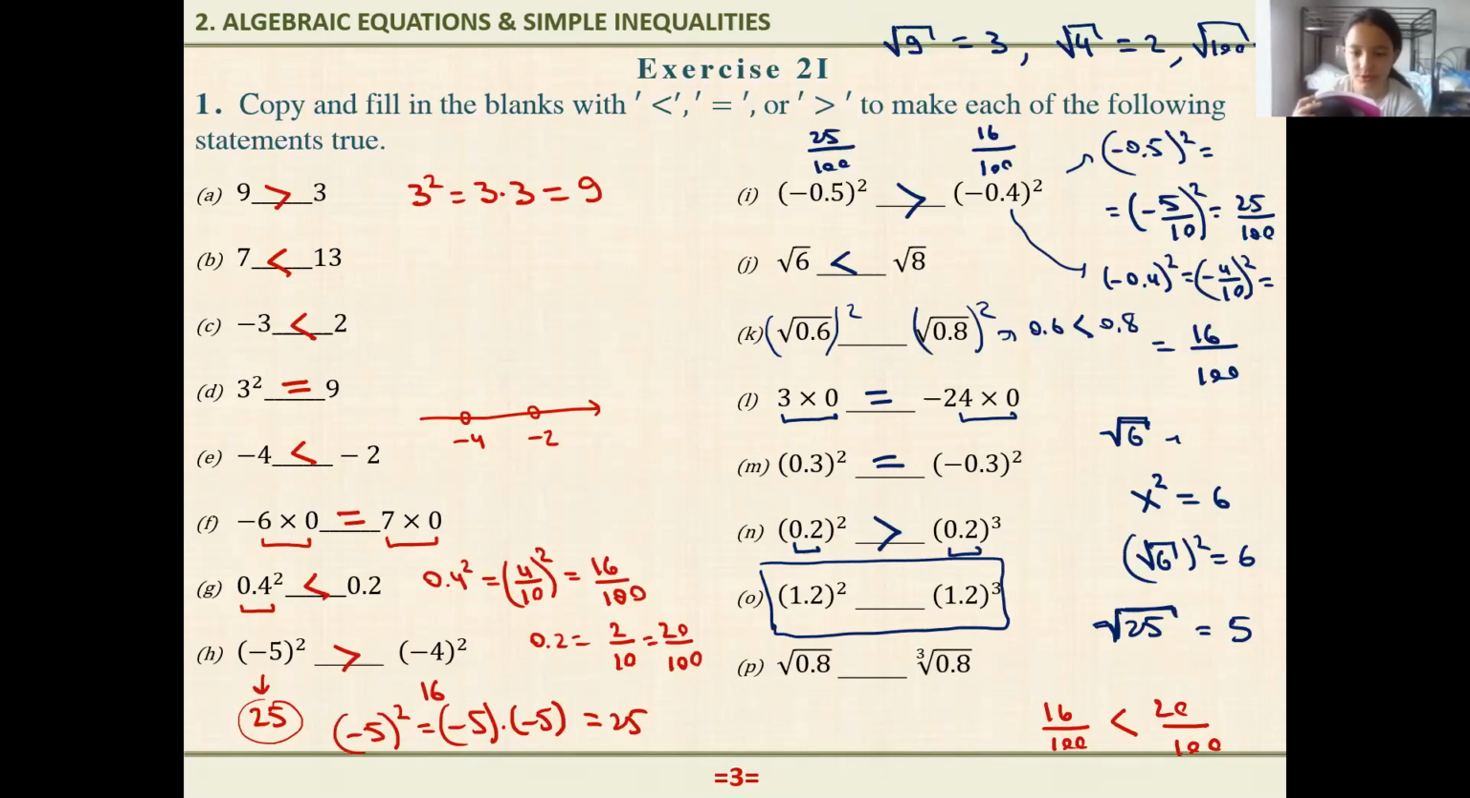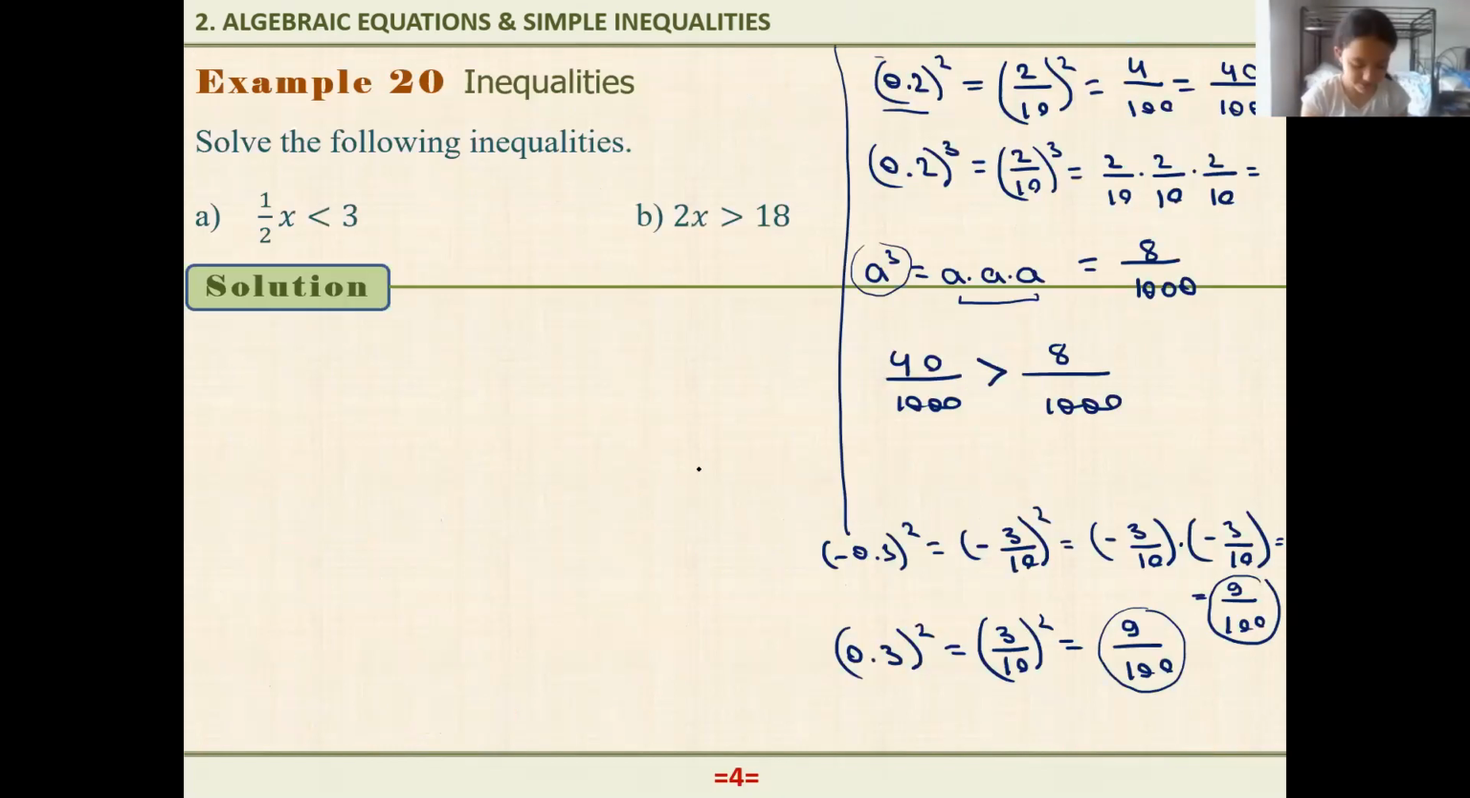I think 1.2 squared is greater. What do you mean? No, not over 2. Squared. 1.2 squared is greater than 1.2 cubed. Cubed, yeah. You mean like this? Yeah. It's wrong? Wait, what? Yeah. Look here.